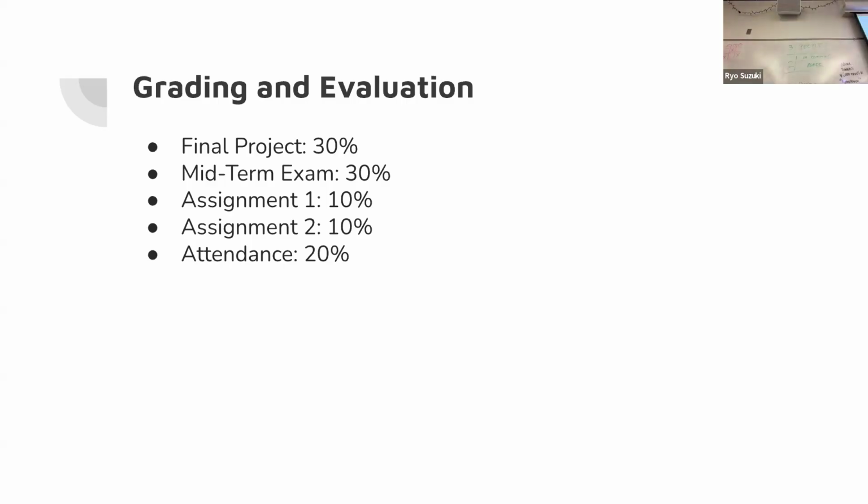Cool. So this is the grading criteria. I'd say if you just keep attending, I just check the attendance, and the assignments should be relatively easy. If you work on a midterm exam and also the final product throughout the semester, I hope the average could be more than A minus, which is what I'm trying to aim for.